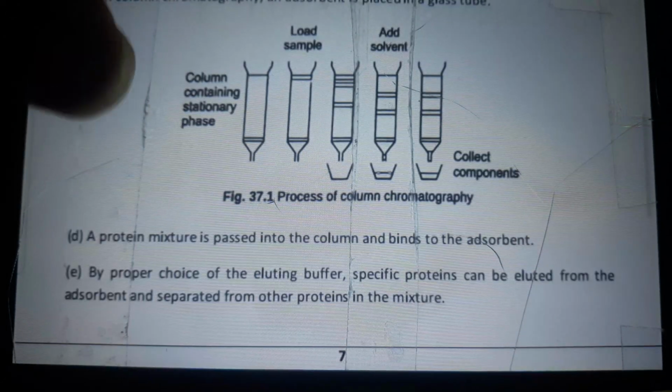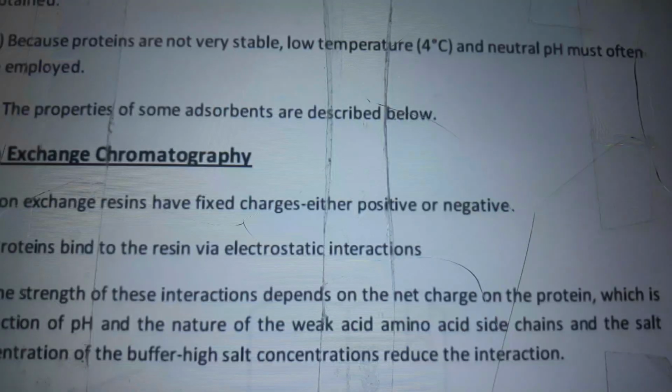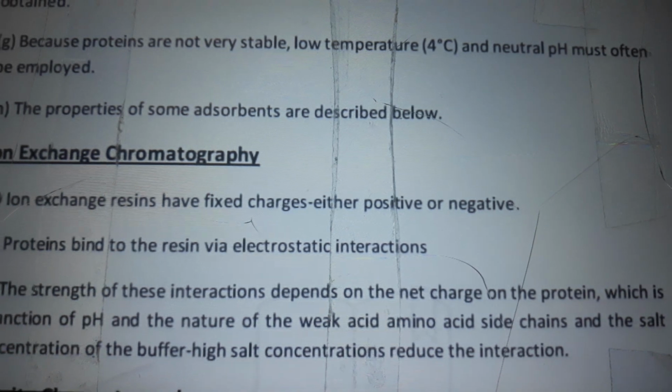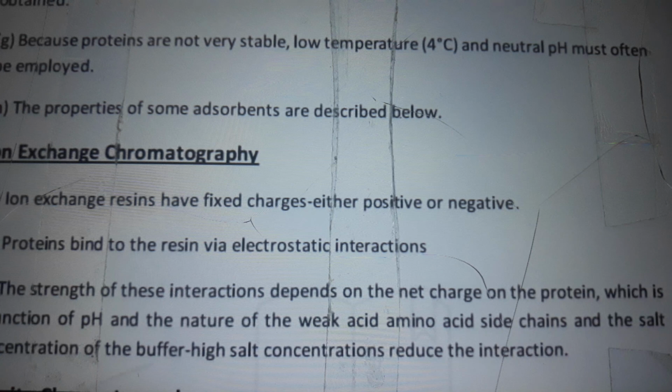In the process of column chromatography, a protein mixture is passed into the column and binds to the adsorbent, on the surface. By proper choice of the eluting buffer, specific proteins can be eluted from the adsorbent and separated from other proteins in the mixture. By repeating this procedure with several different adsorbents, pure protein can be obtained. Because proteins are not very stable, low temperature, 4 degrees centigrade, and neutral pH must often be employed.